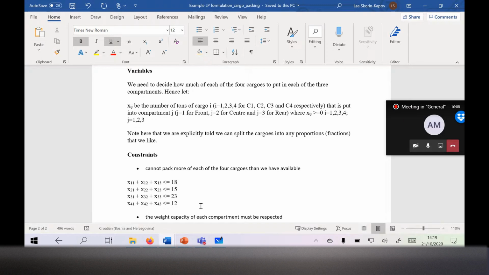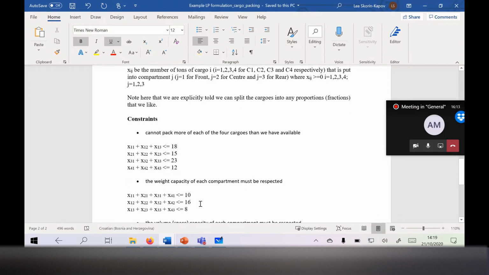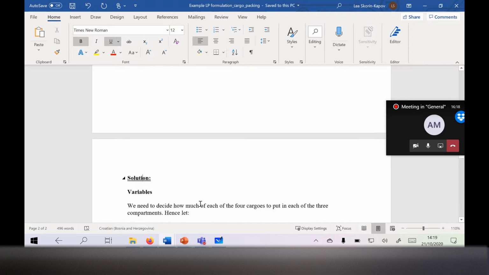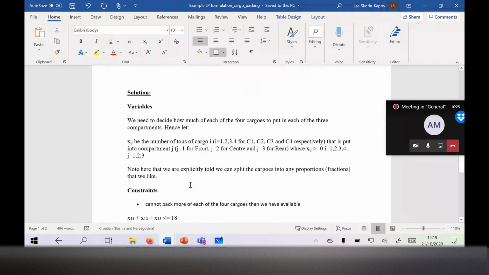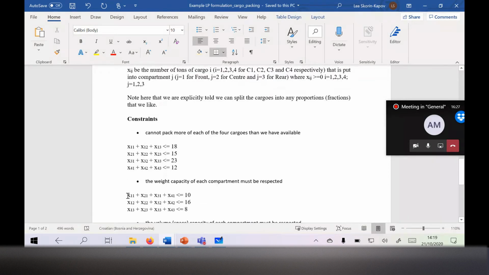The second set of constraints: the weight capacity of each compartment must be respected. We have to make sure that we don't overdo it with the weight. We said that we can fit, I'll scroll back a little bit, 10 tons in the front, 16 tons in the center, and 8 tons in the rear. So the amount of cargo 1 in the first compartment, plus the amount of cargo 2, 3, and 4 in the first compartment, their sum in tons has to be less than or equal to 10. Same with the center and same with the rear of the plane. So these are the weight capacity constraints.